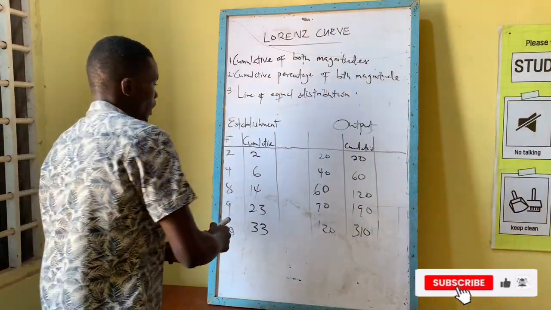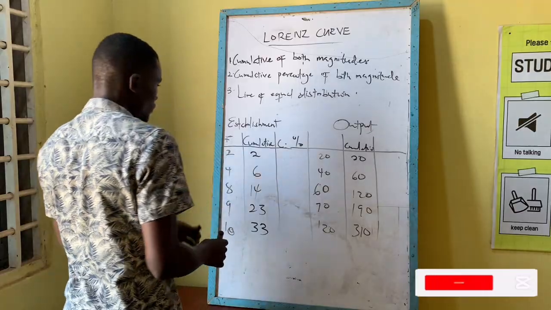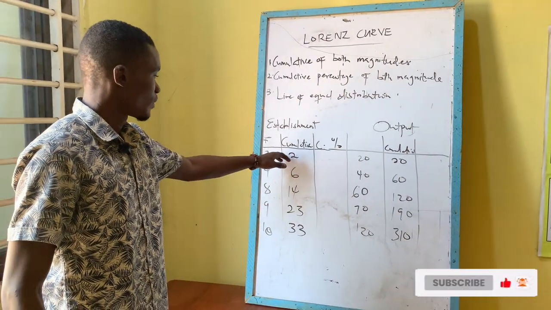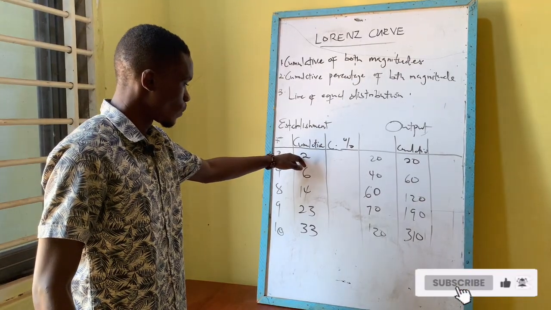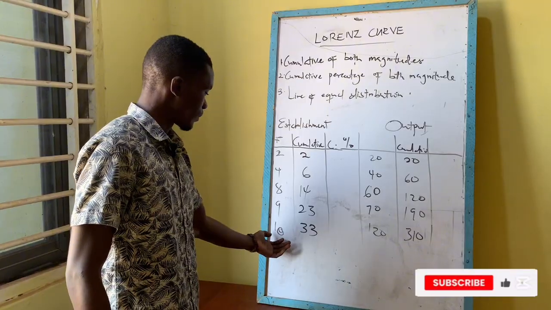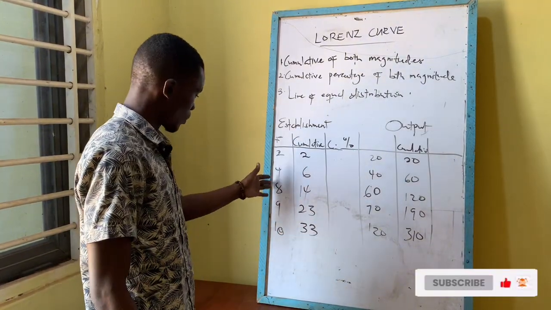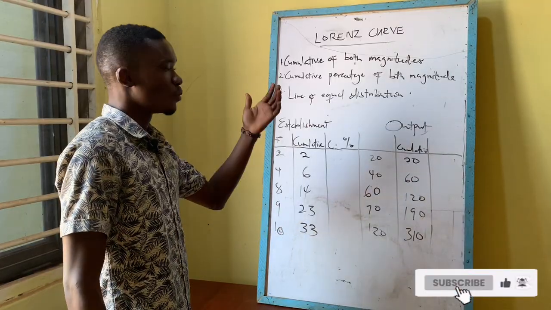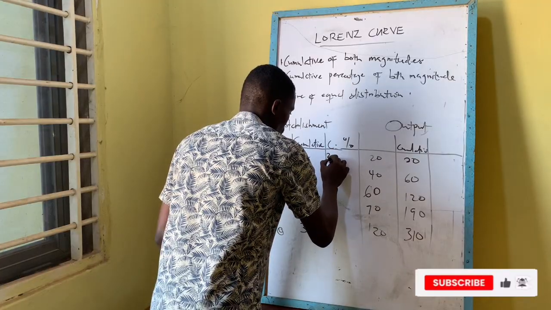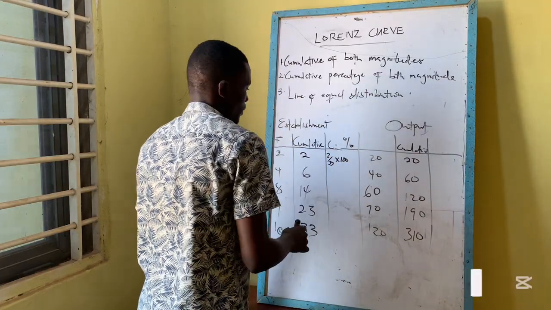So now we are coming to find the cumulative percentage. So this is how it is done. You will pick the first cumulative, which is 2, and you divide by the total of your frequency. So the total of frequency here, we had 33. If you add this all up, you get 33. Then you multiply it by 100. So you do 2 over 33, then you multiply it by 100.